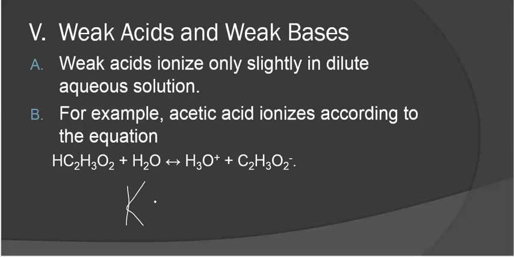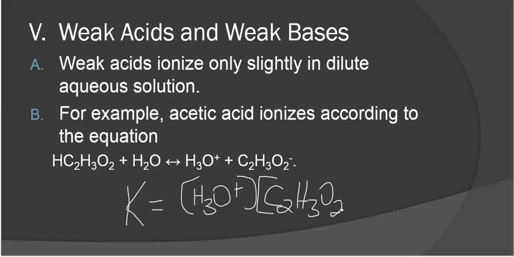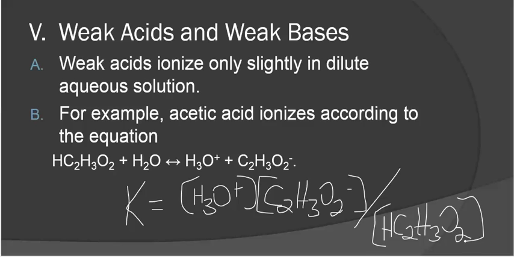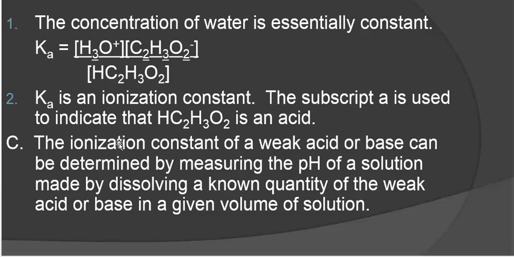We can write a K expression for this reaction. K is equal to products multiplied together divided by reactants. And I'm going to leave out water because water is a liquid and the concentrations of liquids do not change. We're going to give this a slightly different name. We're going to call it Ka, where A indicates that acetic acid is an acid, and Ka is an ionization constant.